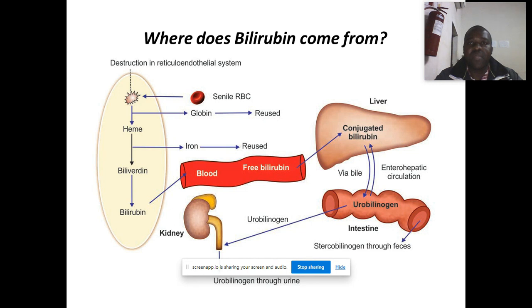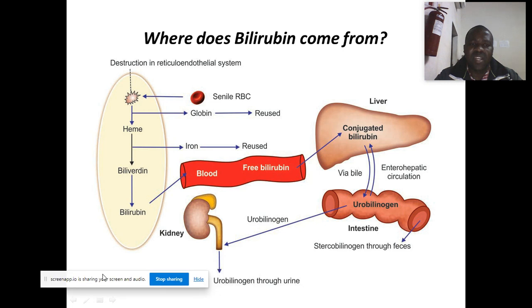Now, where does bilirubin come from? And why is bilirubin associated with what we are discussing, the gallbladder and the pancreas? How is bilirubin coming in? Remember, the composition of bile has bilirubin. We call them bile pigments. Are we together? The bile pigments include bilirubin and biliverdin. So anything that affects the gallbladder and the biliary system can affect the metabolism and the elimination of bilirubin. Okay?